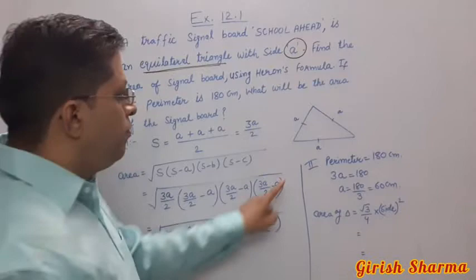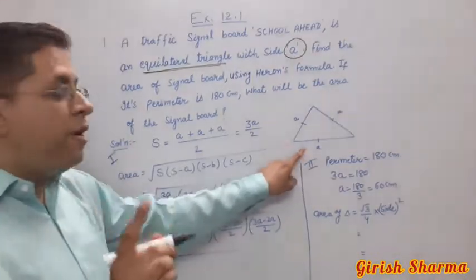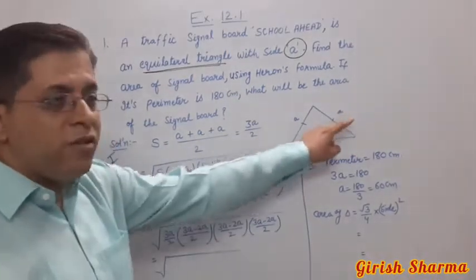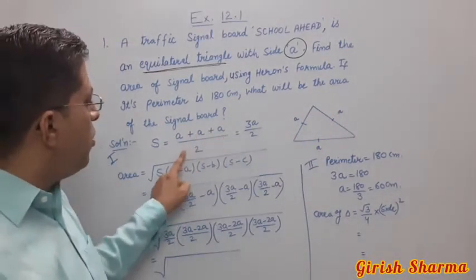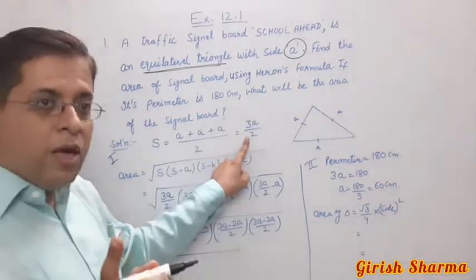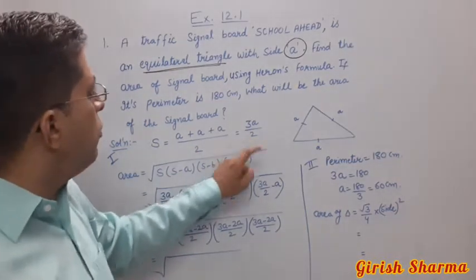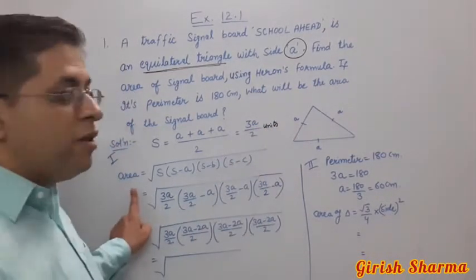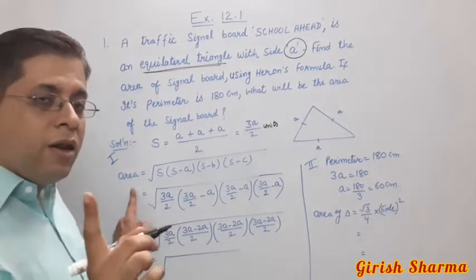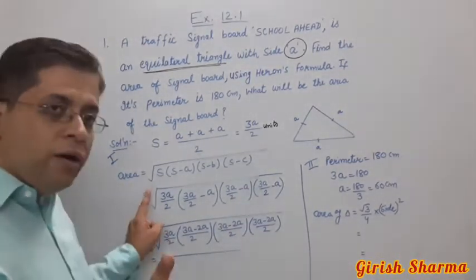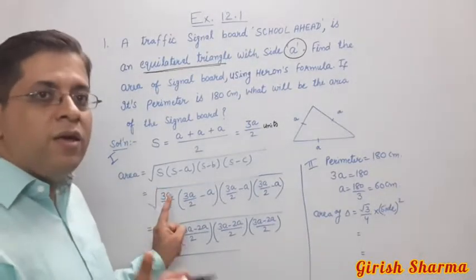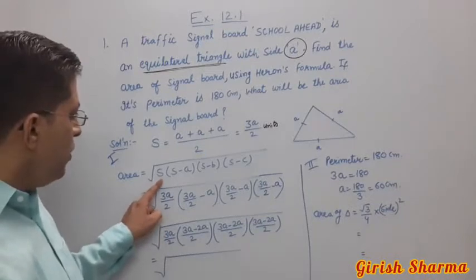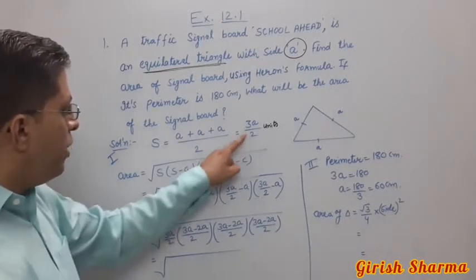Side is a. Then what will be the semi-perimeter? S is equal to (a plus b plus c) upon 2. Here a, b, c are all the same, so here (a plus a plus a) upon 2. This is your 3a upon 2 units. This is the semi-perimeter. Okay, what is the area by Heron's formula? Area of triangle by Heron's formula is under root S(S minus a)(S minus b)(S minus c). Okay, now see. S is your 3a upon 2.